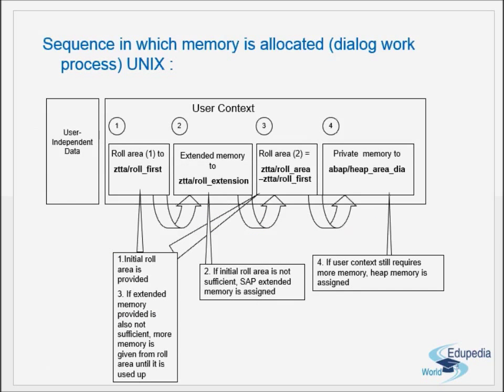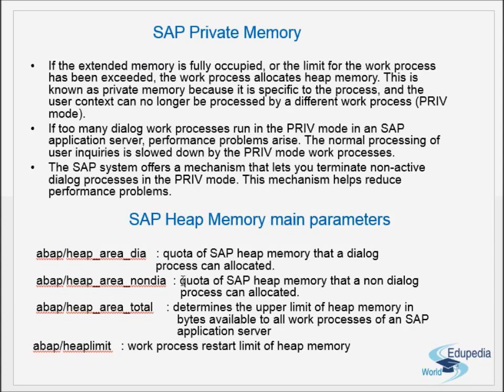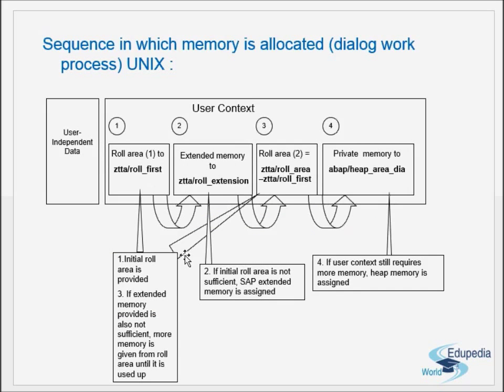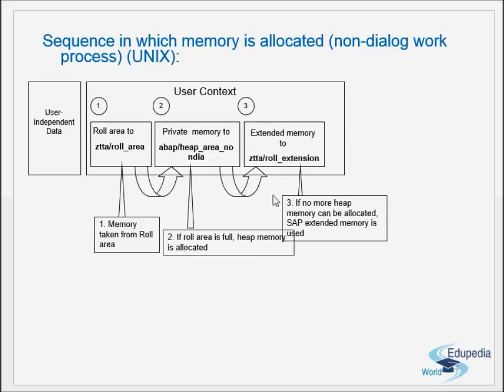So for a dialog work process, it's ztta/roll_first, roll extension, then roll area minus roll first, and because it's a dialog work process, it's the heap area dia. So that is the sequence in which the memory is assigned to a dialog work process. Now, the sequence in which the memory is assigned to a non-dialog work process. The first one is the roll area, memory is taken from the roll area, ztta/roll_area.